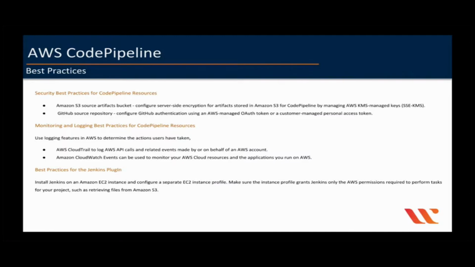And the best practices for the Jenkins plugin. You can use a Jenkins build provider for your pipeline's build or test action. So when you use Jenkins, install Jenkins on an Amazon EC2 instance and configure a separate EC2 instance profile. Make sure the instance profile grants Jenkins only the AWS permissions required to perform tasks for your project, such as retrieving files from S3, etc.